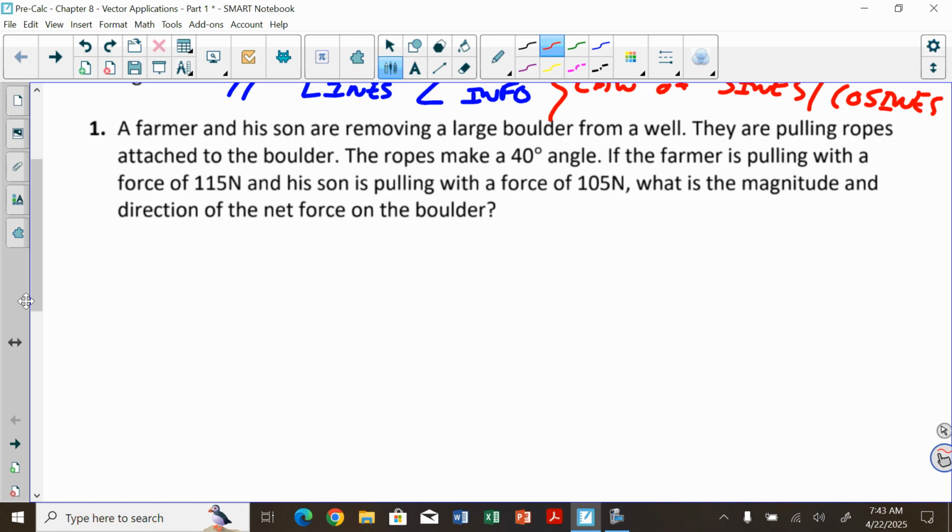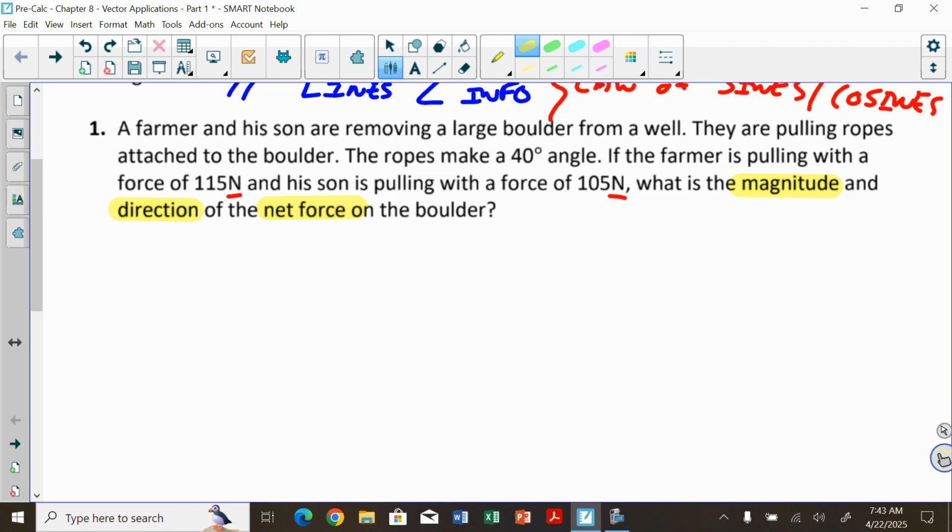So we've got a farmer and his son removing a large boulder from a well, and they're pulling ropes attached to the boulder. So the ropes make a 40-degree angle. If the farmer is pulling with a force of 115 newtons, that's what the N stands for, newtons, and his son is pulling with a force of 105 newtons, it's just a way of measuring force, then what is the magnitude and direction of the boulder? So we know we want to find magnitude and direction here. And so we're going to have a two-part problem here, the net force on the boulder. So net force on the boulder means basically the resultant. It's going to be both of them added together.